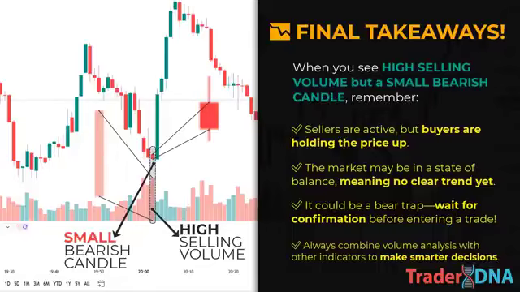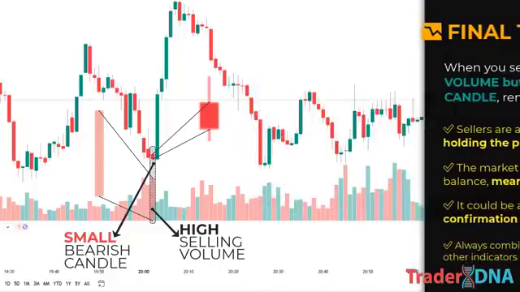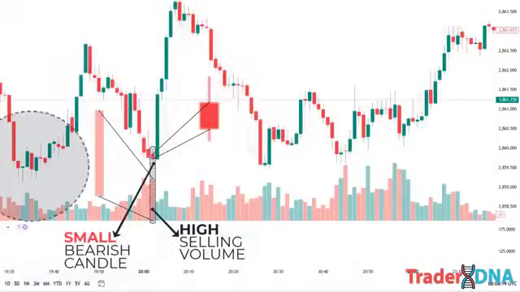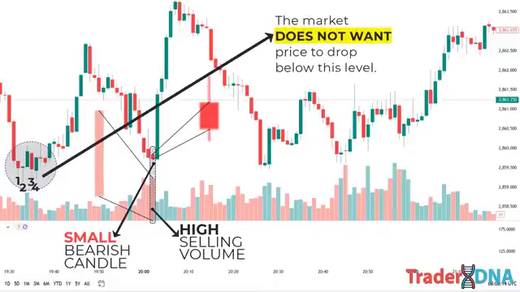Now, let's test this in real market conditions. We're about to analyze a real example of this anomaly, high selling volume but a small bearish candle. Over here on the left, we can see 4 candle wicks stopping at the exact same price area. And guess what? None of them can break lower. What does that mean? It means the market does not want price to drop below this level. Instead, the market is telling us, hey, this is a strong support zone and we want price to go up.